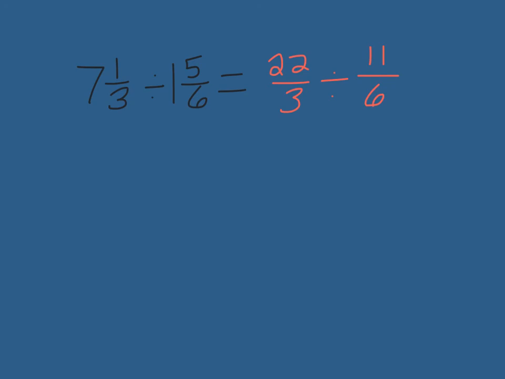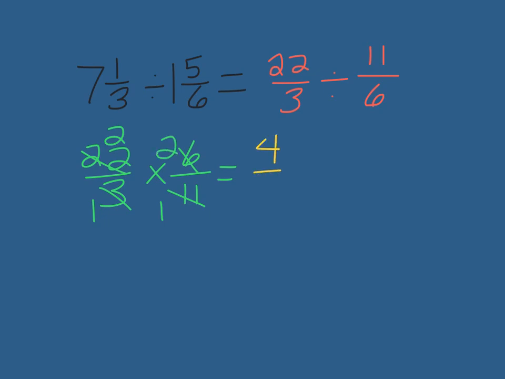11/6. Then I need to rewrite that where I'm multiplying now. 22 over 3 times 6 over 11. And this one can reduce, 11 and 22 to 1 and 2, and 6 and 3 to 2 and 1. 2 times 2 equals 4 over 1, which equals 4.